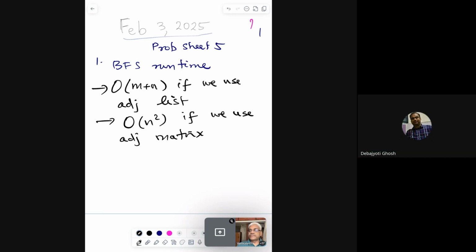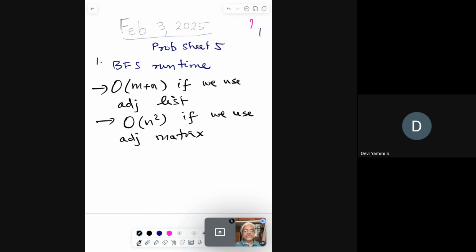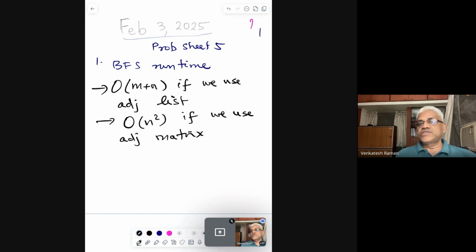For dense graph? In any, I said at most. So in any simple graph on n vertices, what is the maximum number of edges? NC2. NC2, right? So it's at most in the order of n square. So somebody might ask, even m plus n is order n square. So what's the big deal? Why are you even distinguishing this?